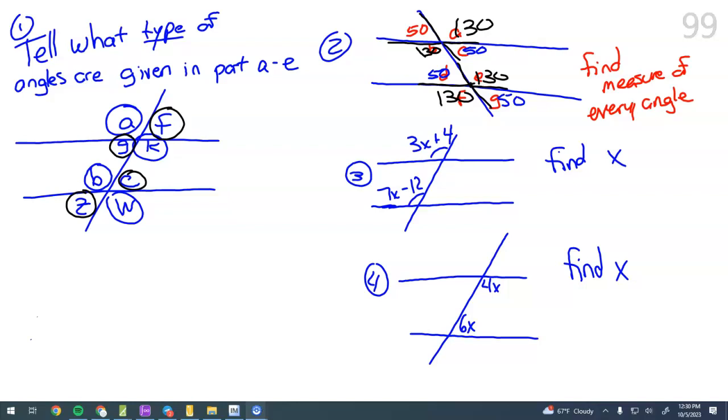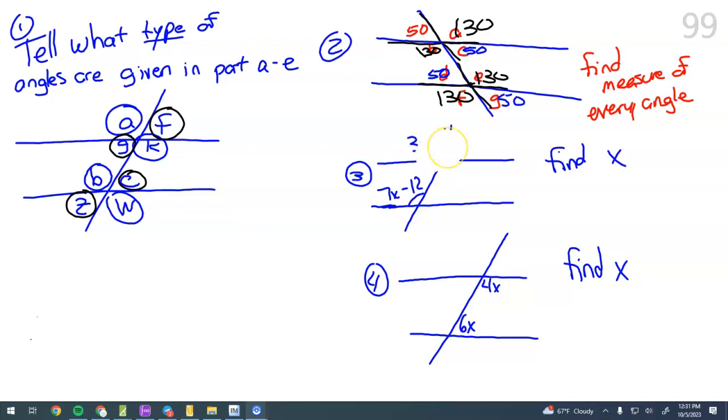Equal. I don't really care that much if you know their alternate interior. I care that you know them equal. 4 and 6. They're not equal, right? Because one's obtuse and one's acute, so then they add up. That's the only 2 options you have. They're either equal or they have to add up to 180. So number 3 here.